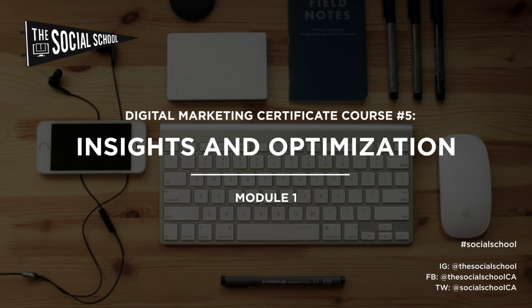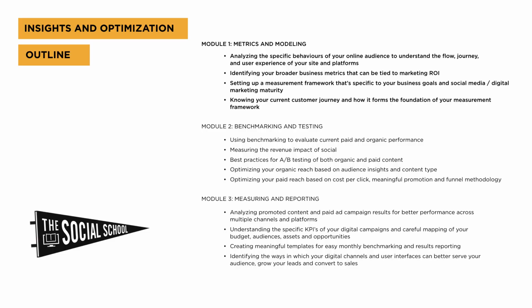But again, I think it doesn't matter what you choose, where you're diving in deep, and how mature your social program or your digital marketing program is. You do need to have some kind of skill at knowing the insights and the results of everything you're doing. And thus, insights and optimization. Here we go. So module number 1. This video is going to look at metrics and modeling. Before we can do anything in terms of benchmarking, testing, optimizing content, and writing reports, we need to have a model for what we're looking for.